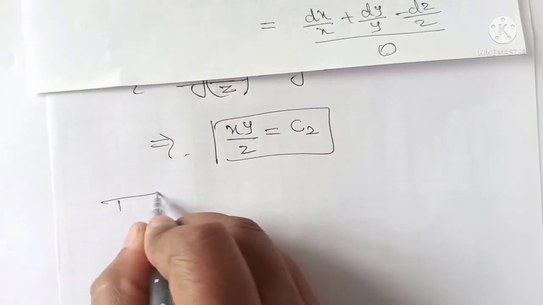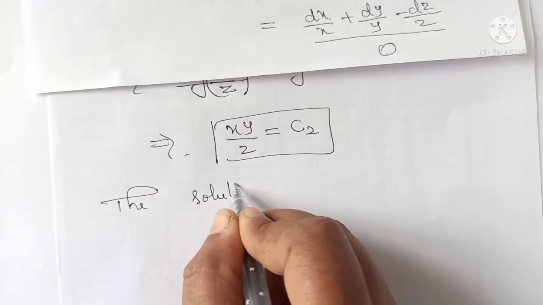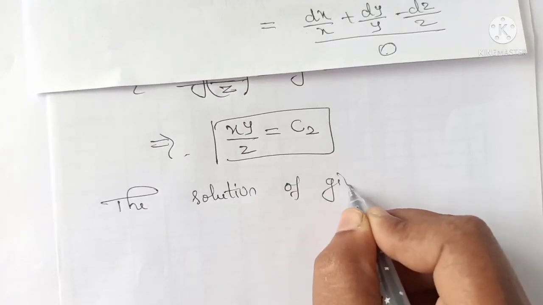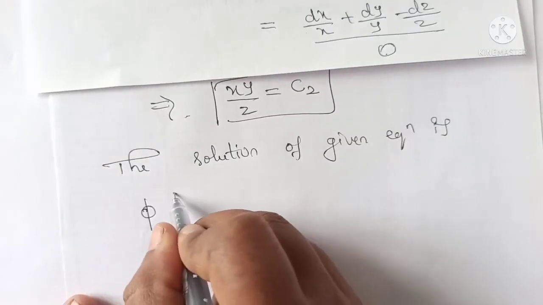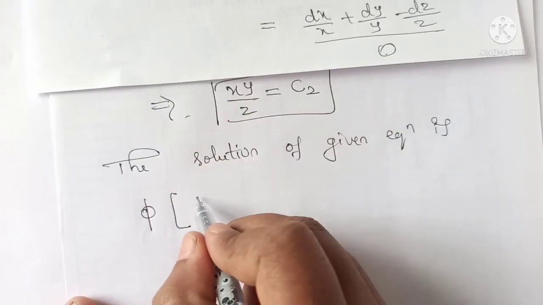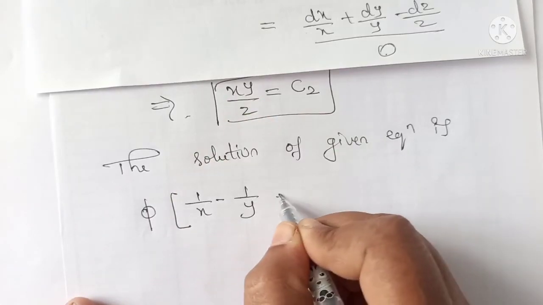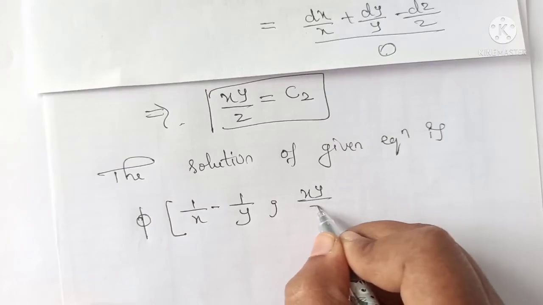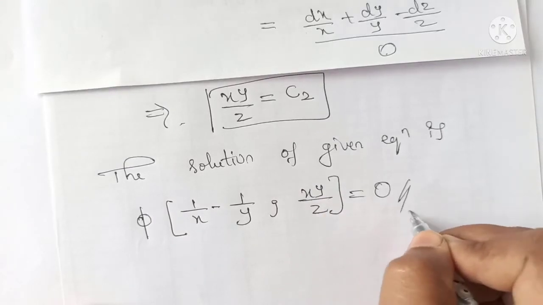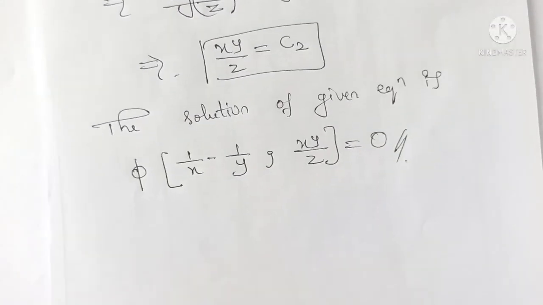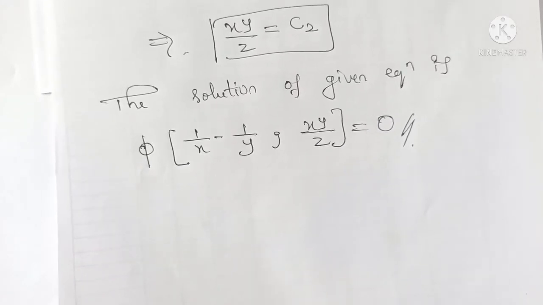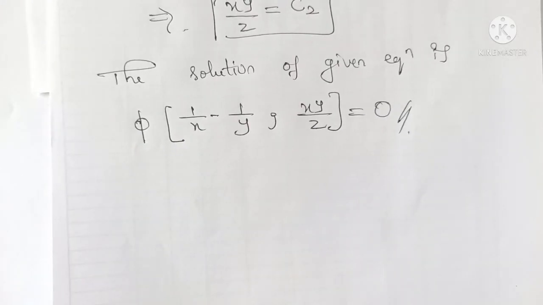Therefore the solution of the given equation is phi of, the first set is 1 by x minus 1 by y, comma, another set is xy divided by z, equals 0. So this is the required solution. Like this we can solve any Lagrange's linear equation by using the concept of simultaneous differential equations.